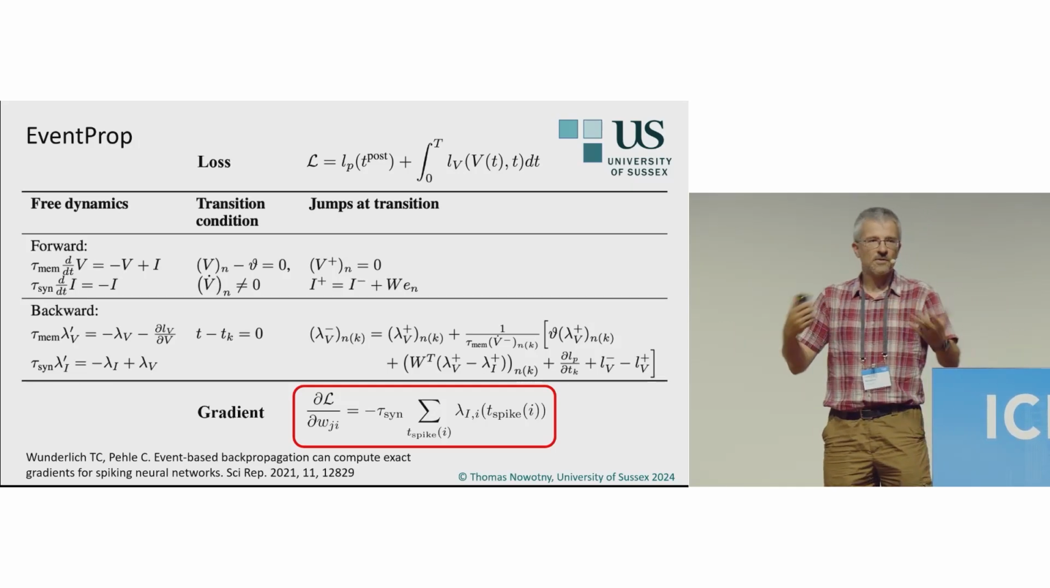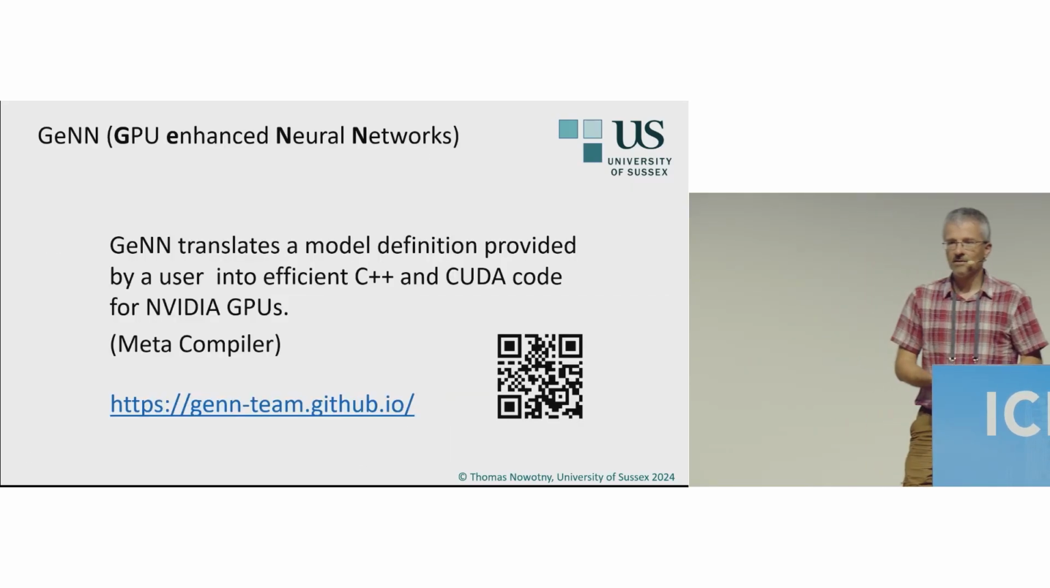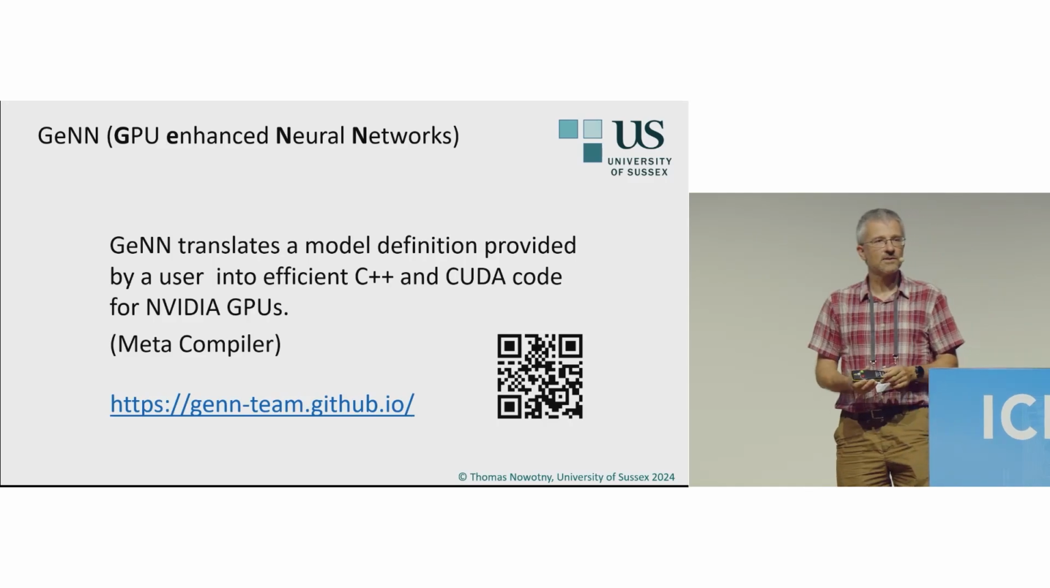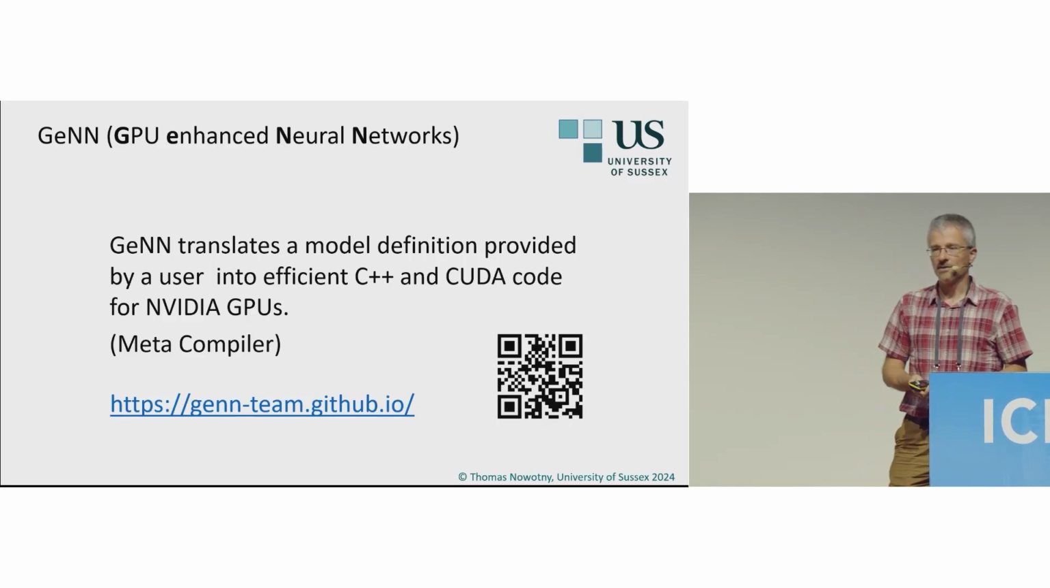We have developed software for this in computational neuroscience for about a decade now. Ours is called GeNN, GPU-enhanced neural networks, and this software can simulate this kind of equations very, very efficiently.